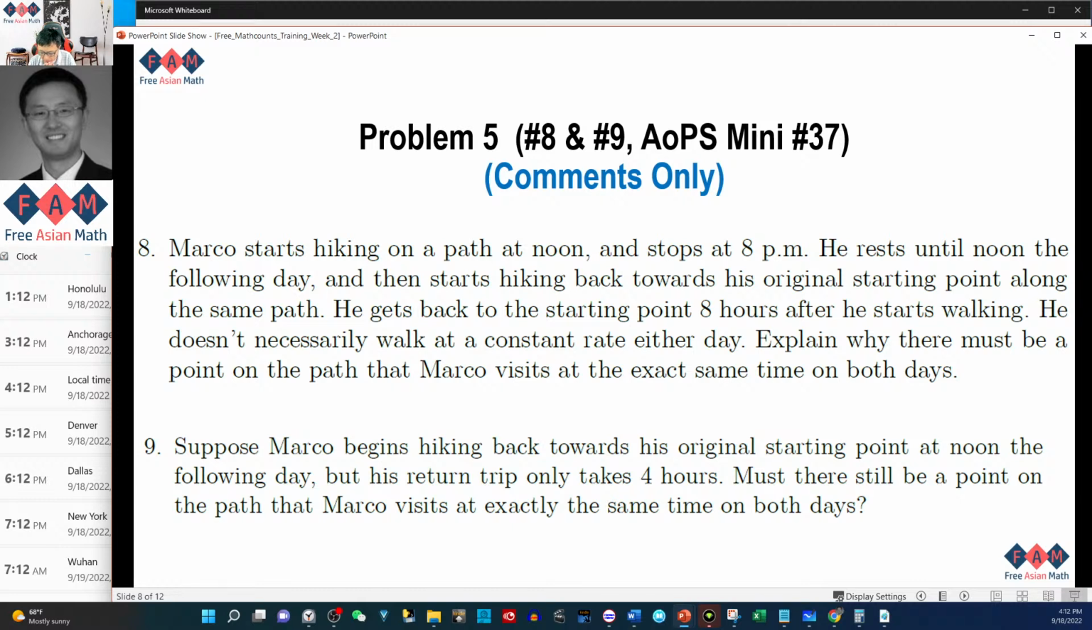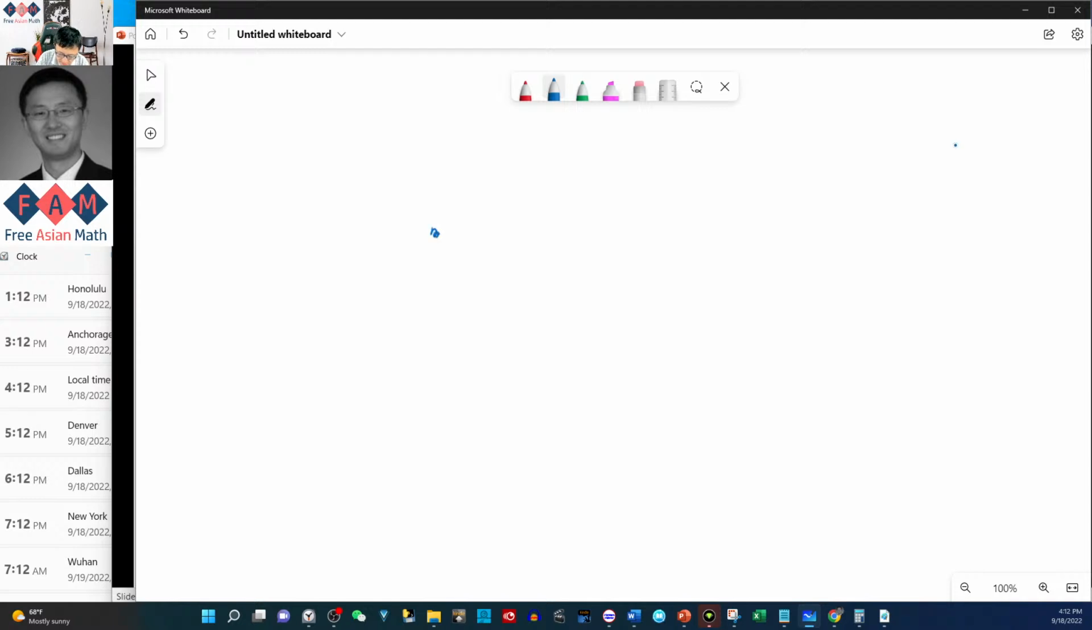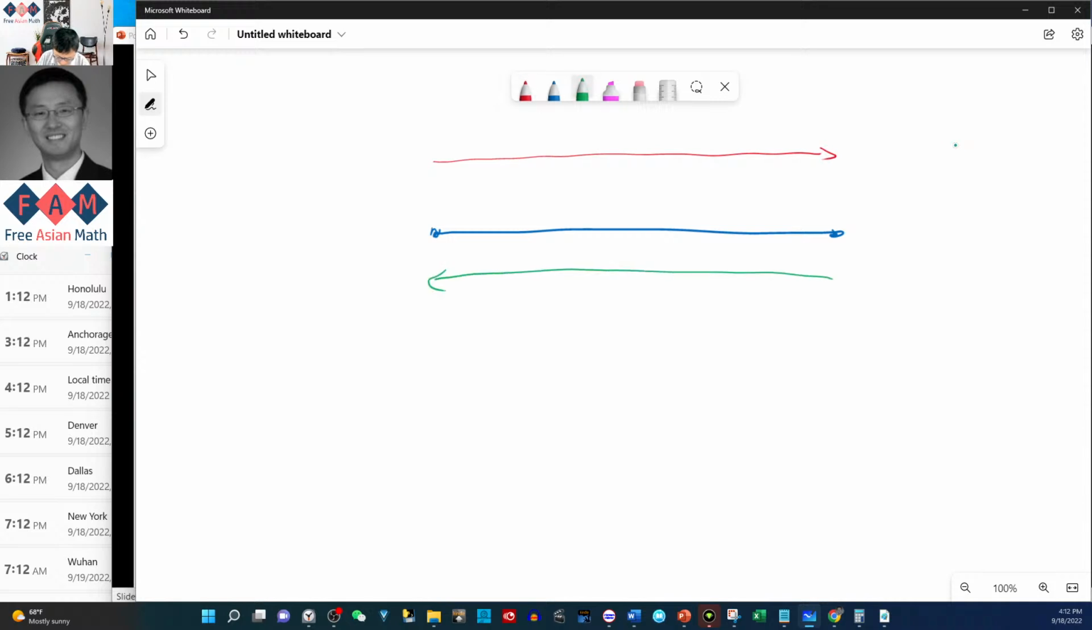You are asked to explain why there must be a point on the path that Marco visited at the same time on both days. So if this is a distance, the first day the guy goes from here to here, the second day goes back from here to here.